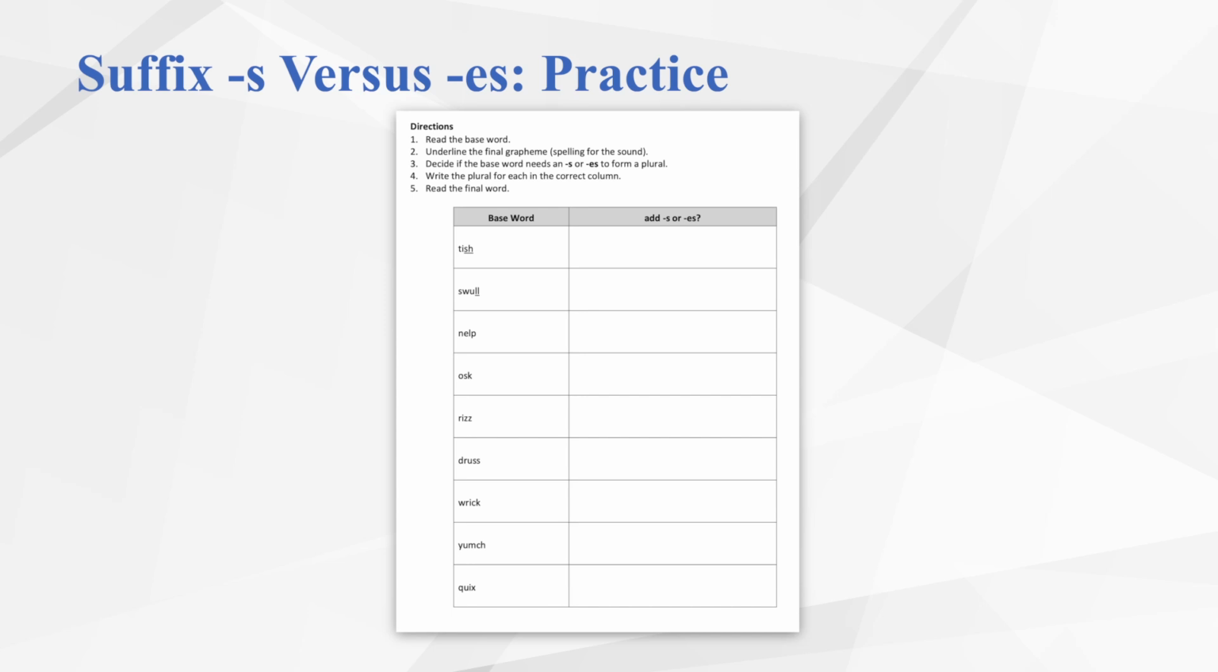When we say grapheme, we're talking about the spelling for a sound. In this first example, tish, it's not the last letter. That would be H. It's the last grapheme, so SH. SH is the ending pattern, and if SH is in our jingle, then we would add suffix ES. In the right-hand column, you would write TISHES, and then you'd pronounce it, just for fun, tishes.